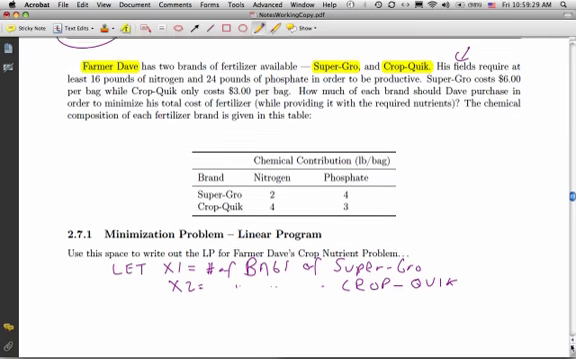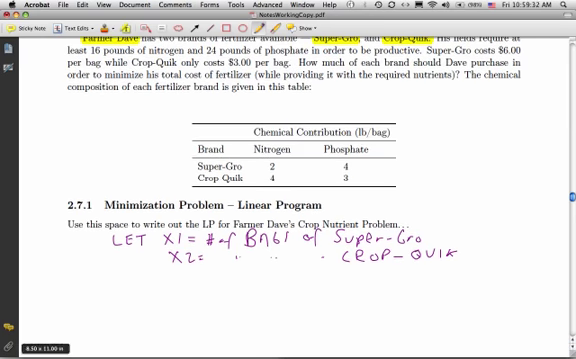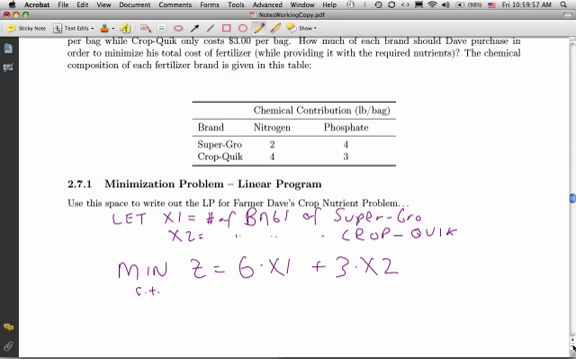And his objective is to minimize his overall cost. So minimize Z equals, we know the Supergrow and the Crop Quick. So this contributes $6 to the cost for every unit of x1, and $3 is contributed to the cost for every bag of x2. And we have some constraints. We're subject to a couple of constraints.